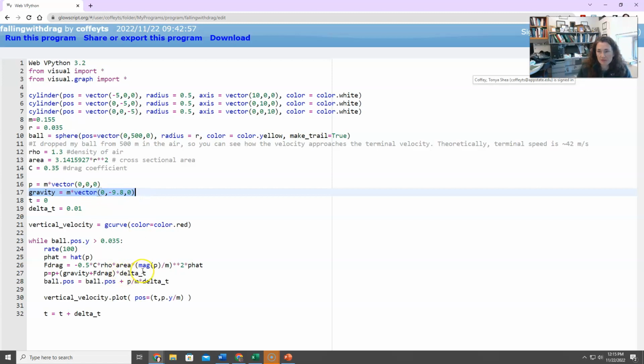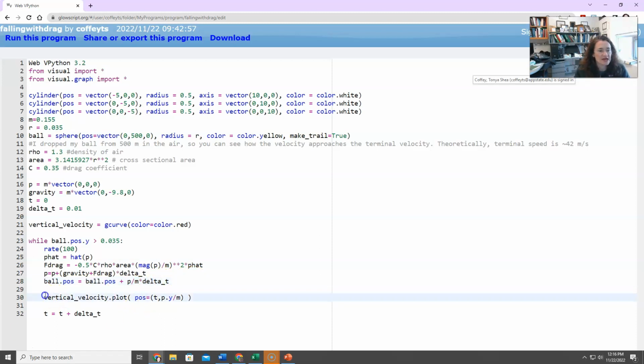So now that I have all my forces defined, I can do my momentum update equation. And my momentum update is my new momentum is equal to my old momentum plus the sum of my forces times my time step delta t. So here p is equal to p plus gravity plus drag times delta t. And that updates the value of my momentum. Then I update my position, okay? And my updated position is my ball's new position is equal to the old position plus v times delta t. V is my velocity, which is p over m, and then times delta t, all right?